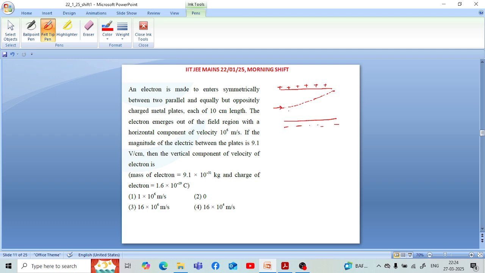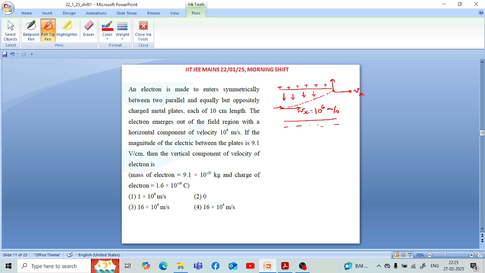As given in this problem, the electron is entering with the velocity, for example Vx, given as 10 raised to the power 6 meter per second. This is the horizontal component of velocity, and when it is emerging out, this horizontal component does not change, only the vertical component changes from 0 to a certain velocity, because it is entering perpendicular to the electric field, which is in the downward direction, for example.